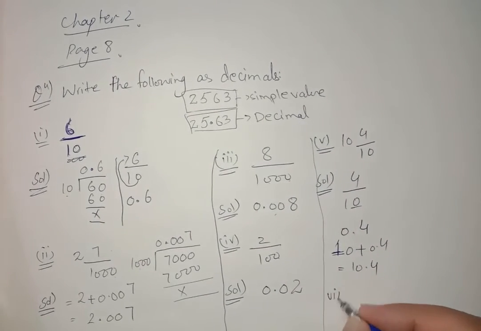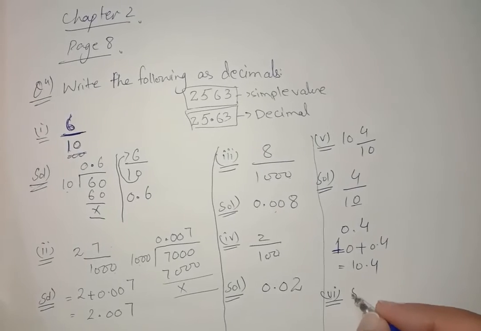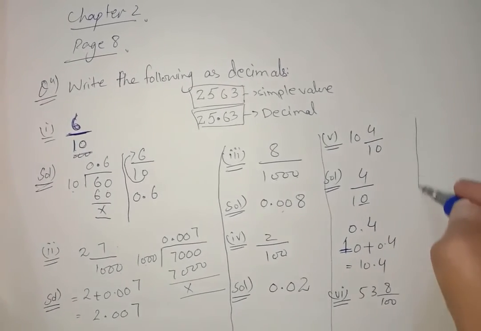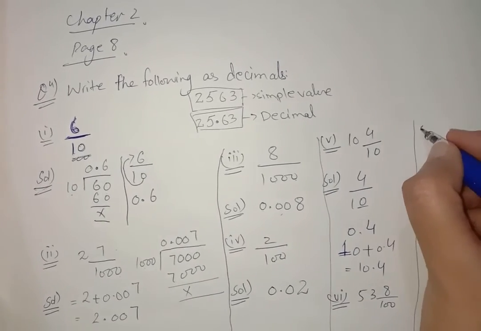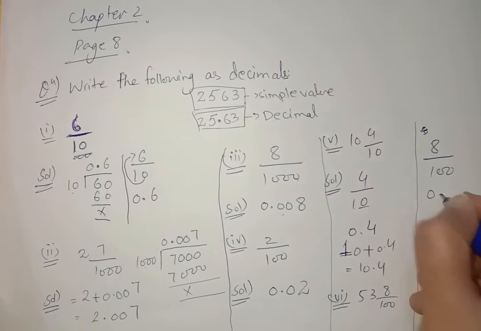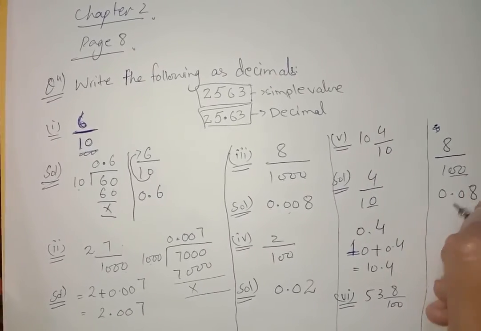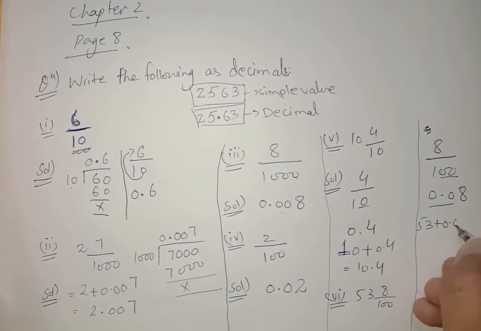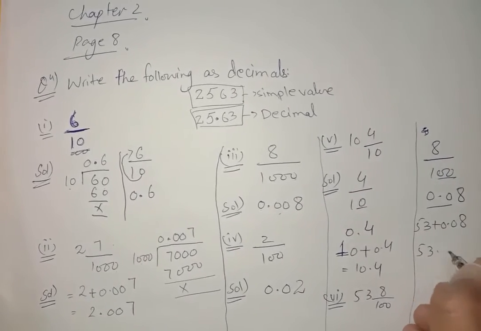Next is 6, which is 53 into 8 by 100. We can see that this is 8 by 100. 1 0 lies before the point, 1 after, and 2 zeros here. And then we can add 53 with 0.08, so the answer is 53.08.